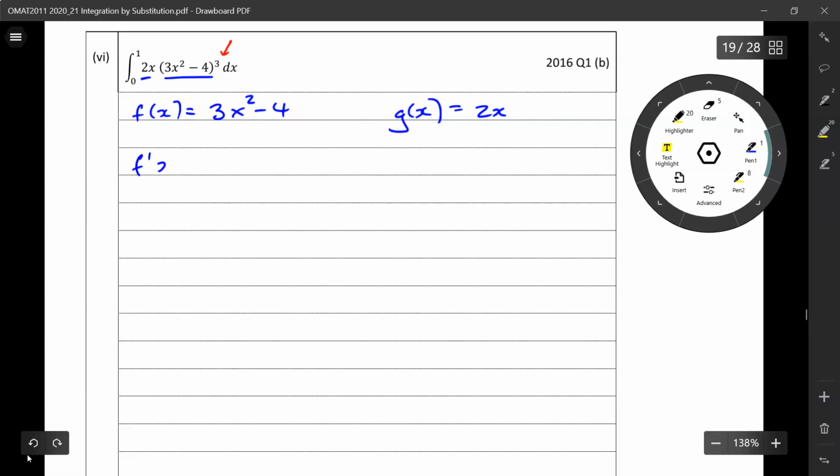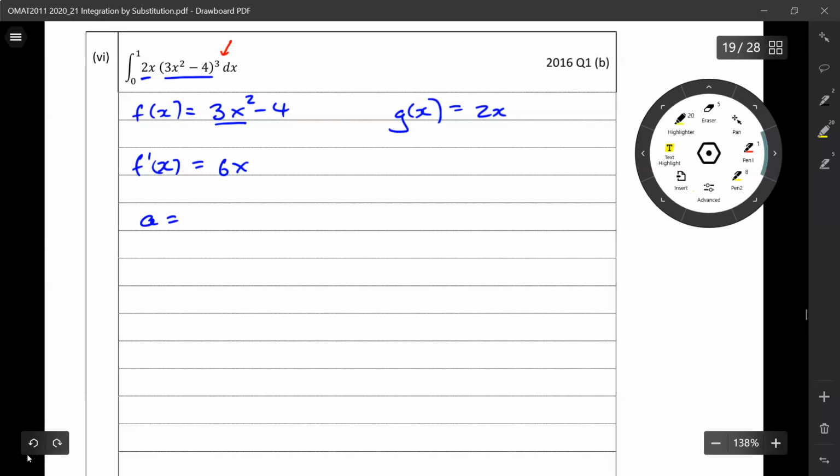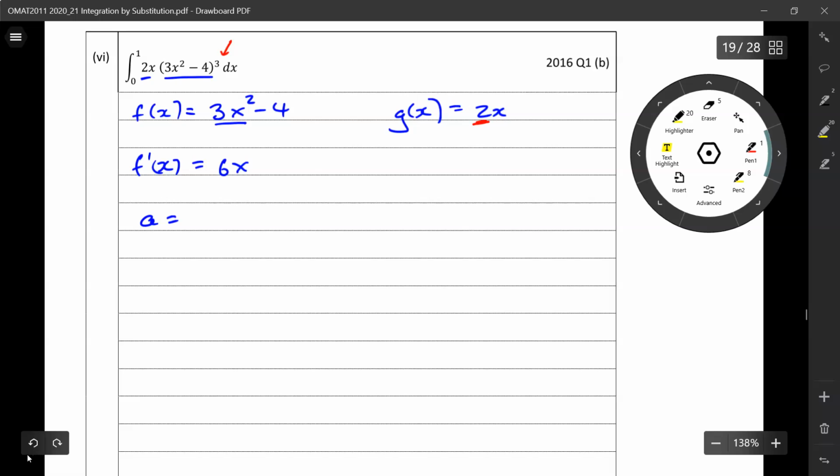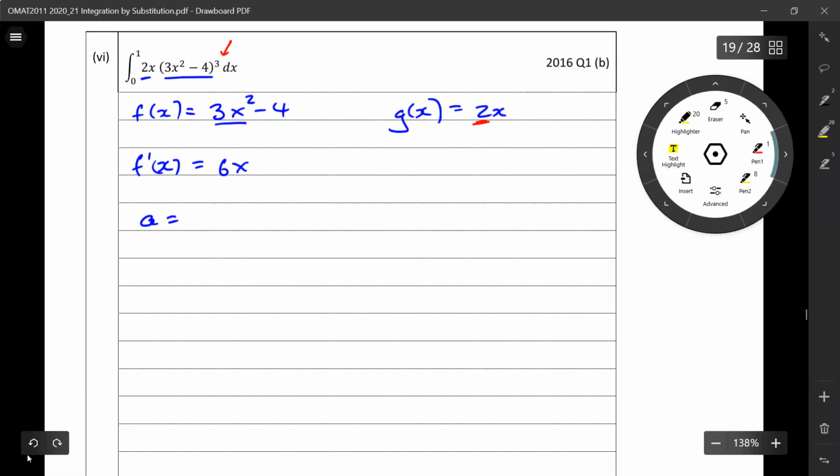We follow our procedure, get the first derivative of f at x. So 3x squared is 6x, and that is our first derivative. To get a, we divide the coefficient of x in g at x by the coefficient of x in f at x. So it's equal to the 2 divided by the 6, which will give us 1/3.